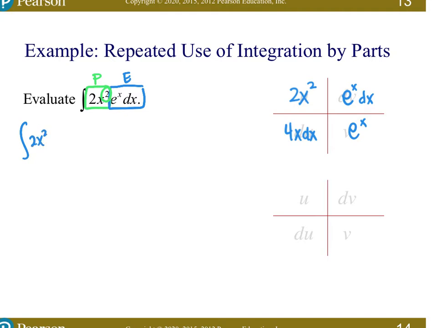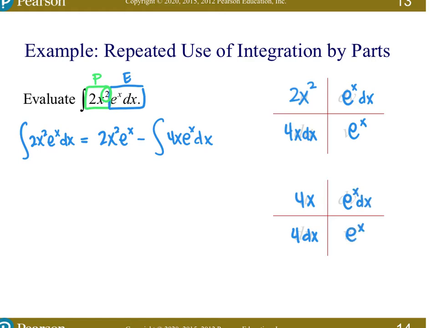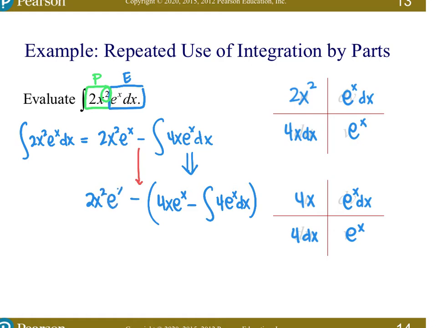So my original problem becomes, in the first round of integration by parts, 2x squared e to the x minus the integral of 4x e to the x dx. And I still have a P and an E combination. So that's where we do it again. And we'll have 4 dx then as our derivative, and then e to the x dx, the exponential, where the antiderivative is simply e to the x. So this part here becomes 4x e to the x minus the integral of 4 e to the x dx. That whole thing is behind this subtraction sign and the 2x squared e to the x, which was in front of that. So this subtraction sign then gets distributed.